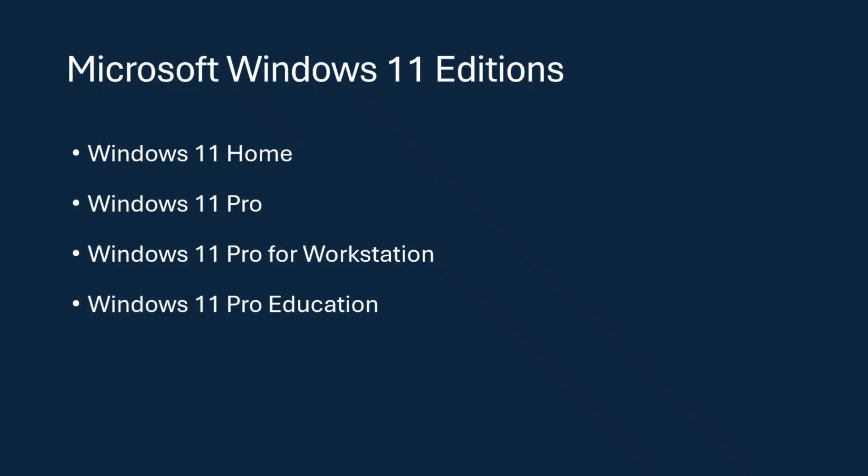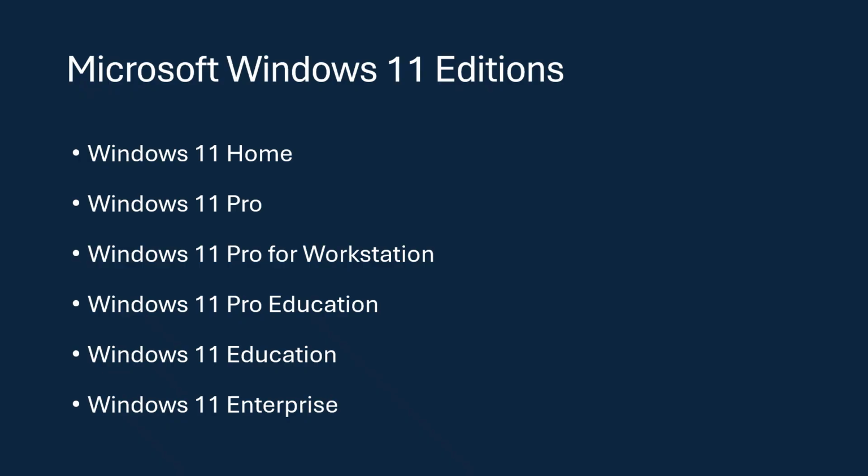Also, after that, we have Windows 11 Pro Education. So here we have three different Pro editions: the first, the normal Pro, then Pro for Workstation, and Pro Education. Of course, the last one, Pro Education, is, as it's clear from its name, for education and institutes. Then we have the last two editions. These are the most powerful editions of Windows 11.